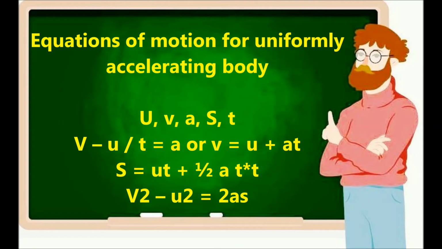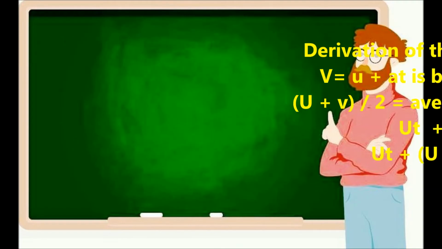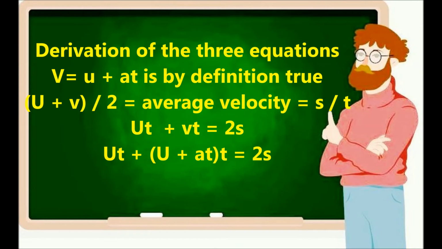So how do we derive the equations? First, let me state the equations. V is equal to u plus at is the first equation. S is equal to ut plus half at square is the second equation. V square minus u square is equal to 2as is the third equation. So how do you derive it? First derivation is very simple. It is coming from the definition only. Acceleration is change in velocity in 1 second. So what is the change in velocity? V minus u, in 1 second, divided by t. So if you rearrange it, v is equal to u plus at. It's as simple as that.